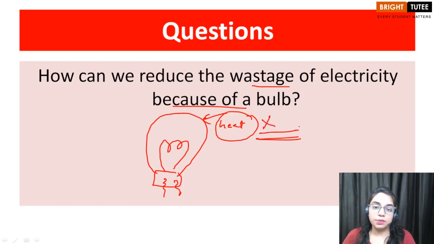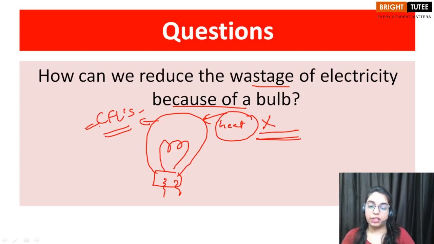So what we can do is, we can replace them with CFLs or fluorescent lights. Okay, children, and these fluorescent lights can reduce the wastage of electricity to a greater extent. In this way we can reduce the wastage of electricity.